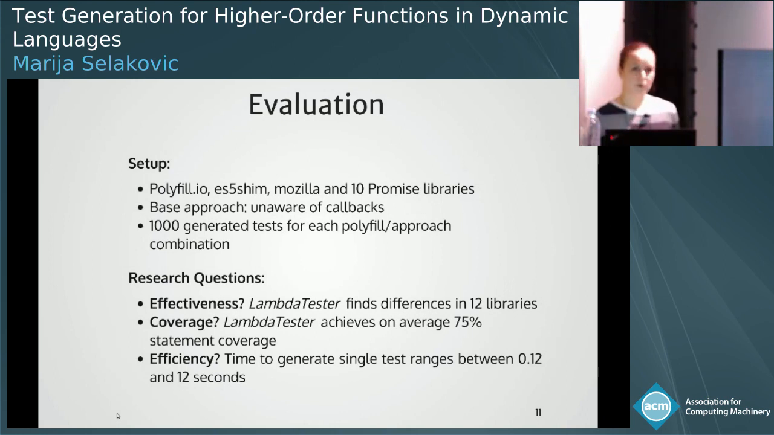We compare four feedback-directed instances of LambdaTester with the base approach. It is a completely random test generator that is also unaware of any callback and never passes a callback as argument. We assess the effectiveness of LambdaTester by generating 1,000 tests for each approach and polyfill combination. For example, for a reduce function, we generate 1,000 tests for the base approach, 1,000 tests for the CBMT approach, and so on. There are three research questions we want to answer. The first one is, what is the effectiveness of our tool when it comes to finding behavioral differences? What is the effectiveness when it comes to coverage? And what is the efficiency of our approach?